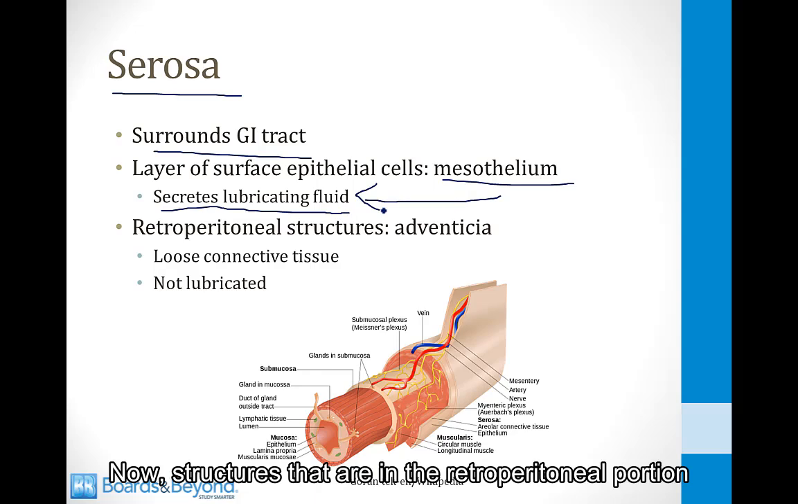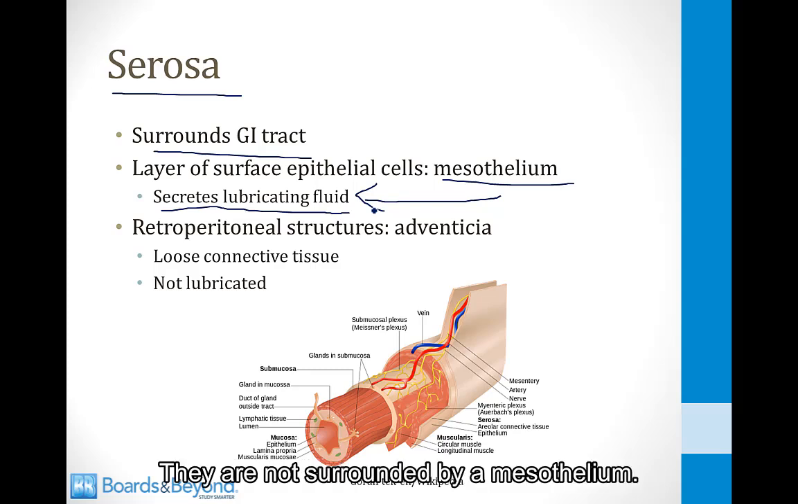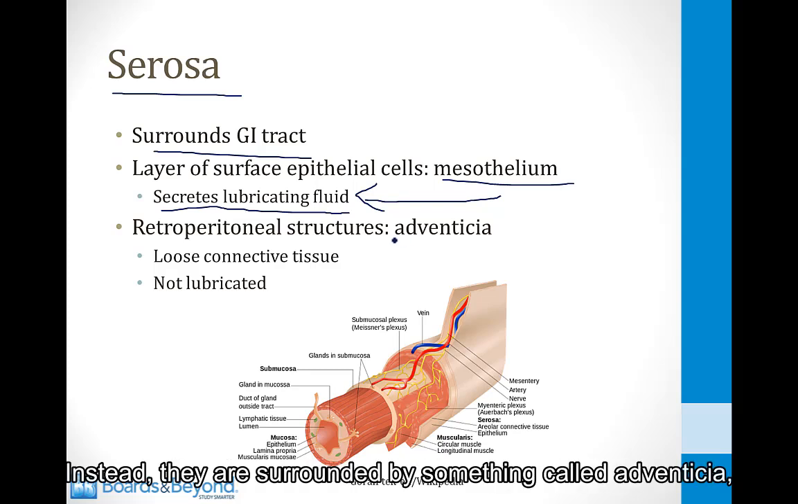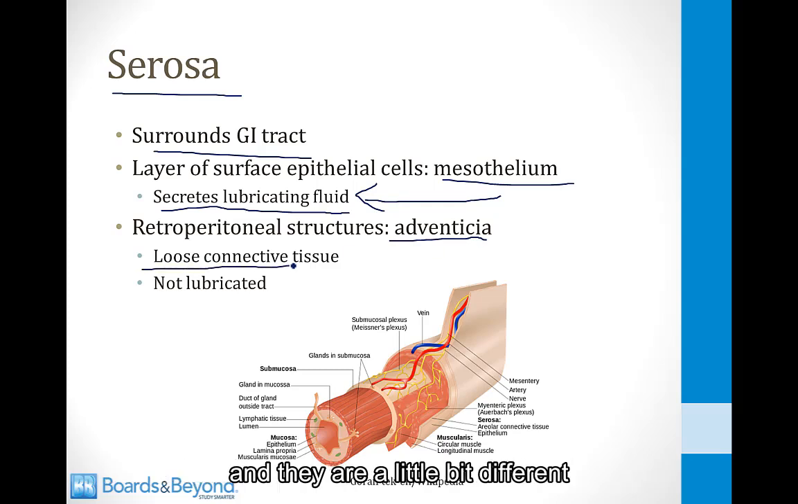Now, structures that are in the retroperitoneal portion of the abdomen are a little bit different. They are not surrounded by a mesothelium. Instead, they are surrounded by something called adventitia, which is a layer of loose connective tissue. And they are a little bit different in that they are not lubricated like the other portions of the GI tract.